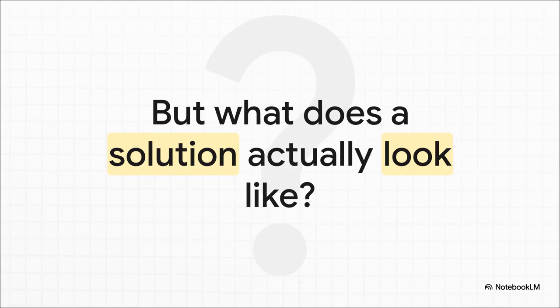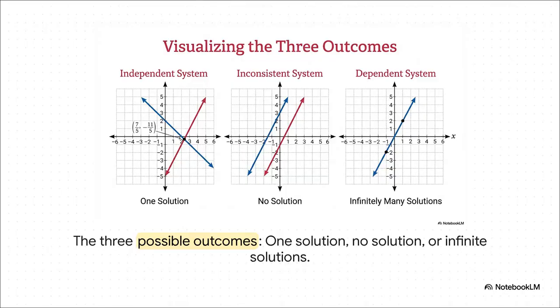But hold on a second. Is that really the only thing that can happen when you draw 2 lines on a page? Think about it. Well, it turns out there are actually 3 possibilities. The one we see most often is on the left, an independent system. That's just 2 lines crossing at one single point. Boom. One unique solution.